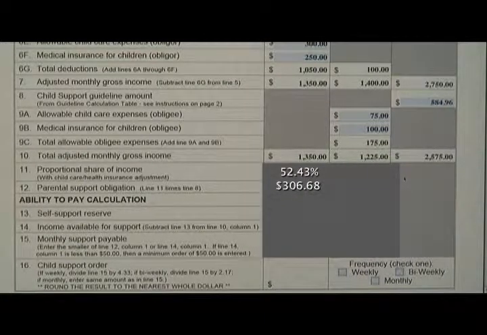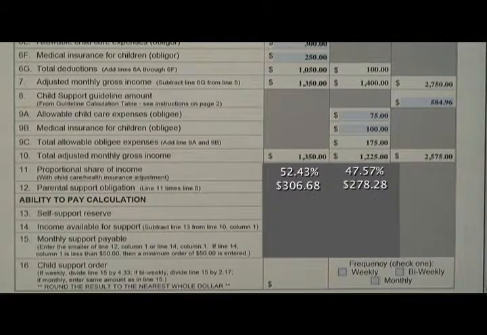$306.68. Jane, the obligee, would then divide $1,225 by $2,575, which would give us 47.57% of that $584.96 child support guideline amount, which brings us to $278.28. In this scenario, the obligor, John, would be paying $306.68 to the obligee, Jane, for his proportional share of the monthly child support.